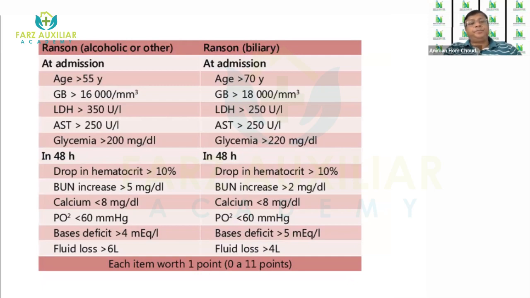And likewise, if you come down to the fluid loss after 48 hours, it is more than 6 liters as against more than 4 liters. So these minor differences are there between modified Ranson and Ranson, and they are important. If you can remember them, it will be easy for you, as well as the BUN increase of more than 5 as against more than 2. So these are very subtle differences. If you can remember, probably you will be able to answer correctly the questions which pick up the variables from such criteria.